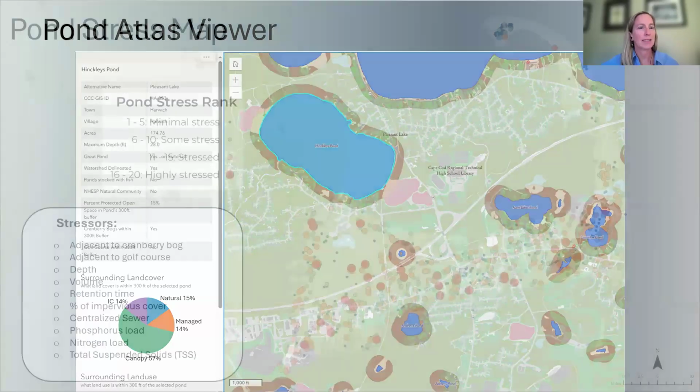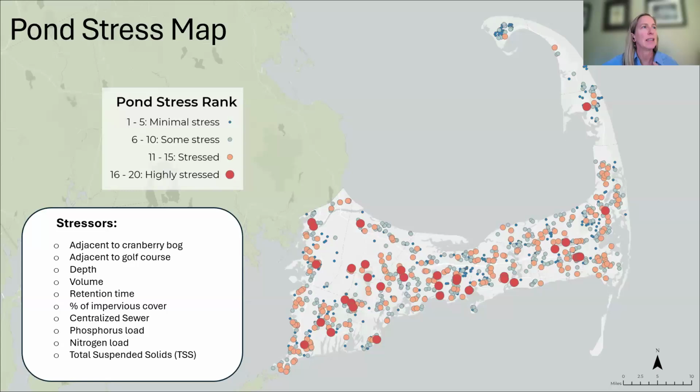And actually, Tim, can you go to the next slide? And so here you can see our cumulative stress score ranked from 1 to 20, and we binned them. So we have 1 to 5 minimally stressed ponds that are in that small, darker blue.